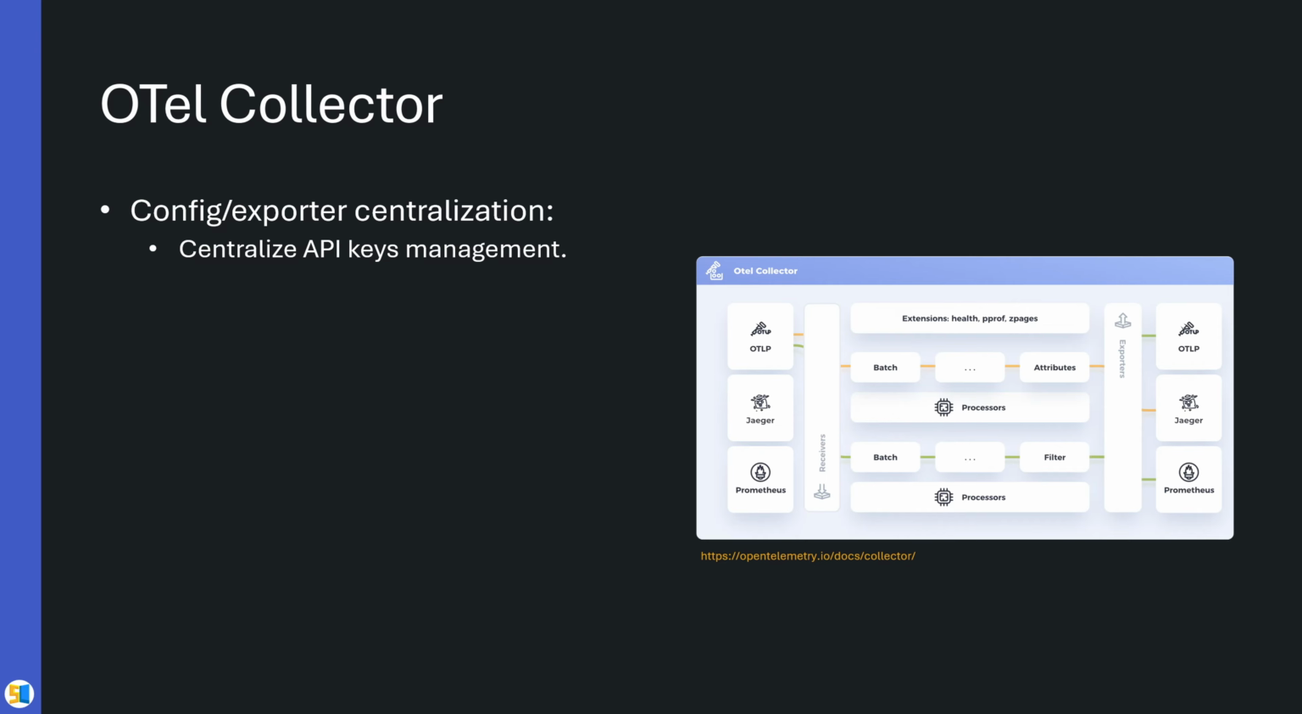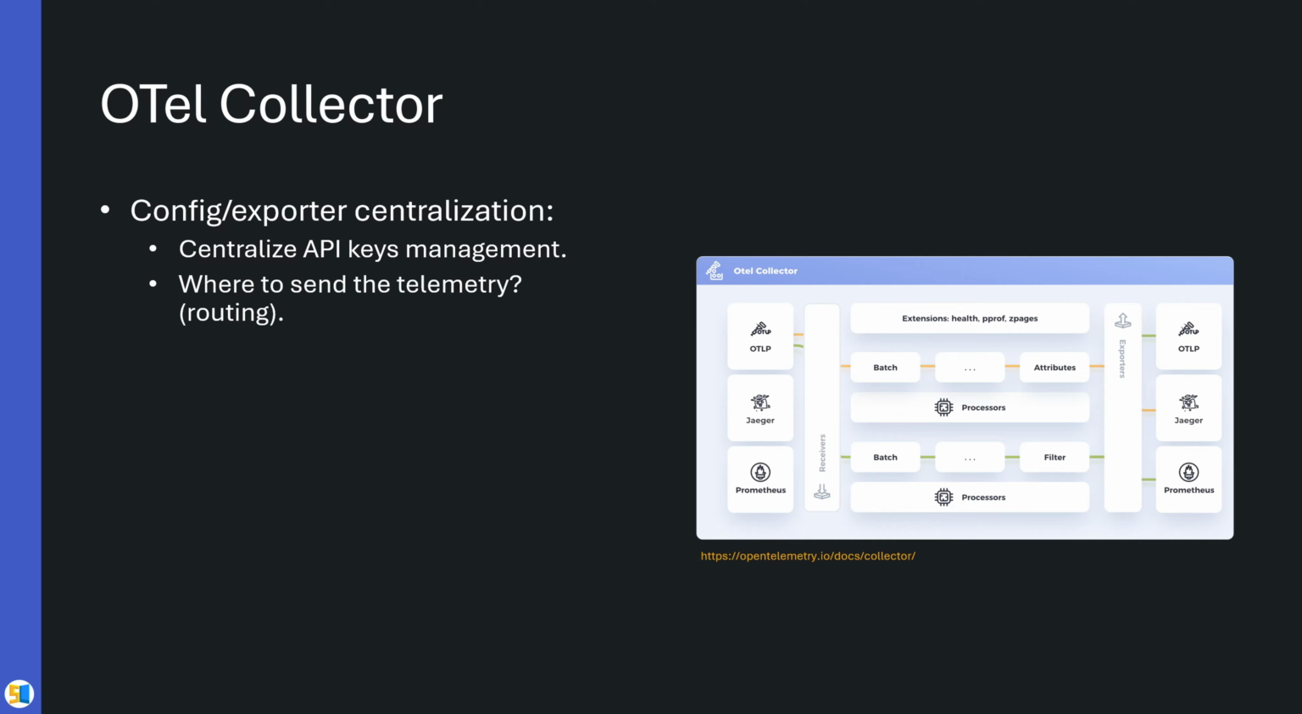Right? So imagine that if you don't use the Collector, and you have a lot of applications, each application will have to store the backend's key. And then you need to rotate that key at some point, maybe. That will be troublesome. So if you have the OTel Collector, you can centralize the API keys management. You just need to rotate the key inside the OpenTelemetry Collector.